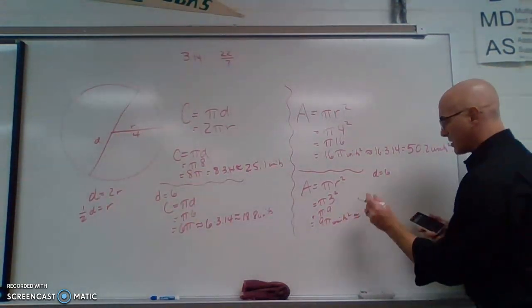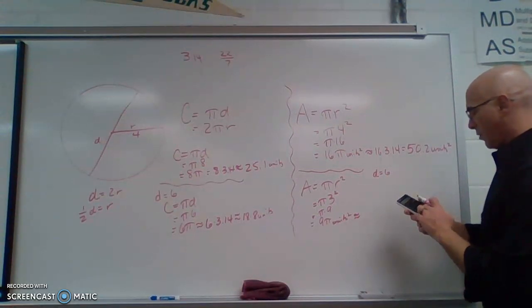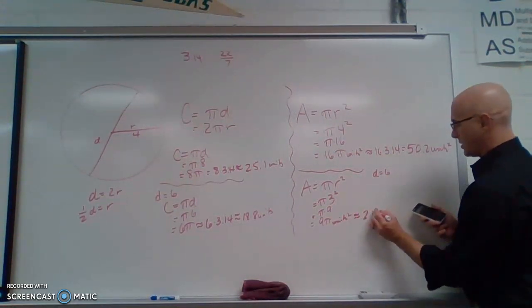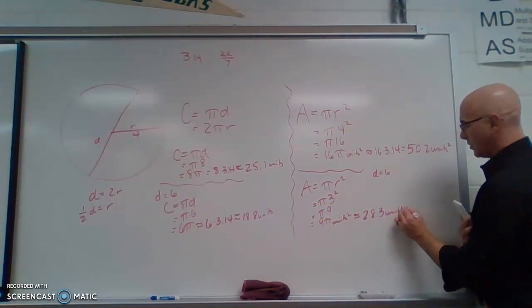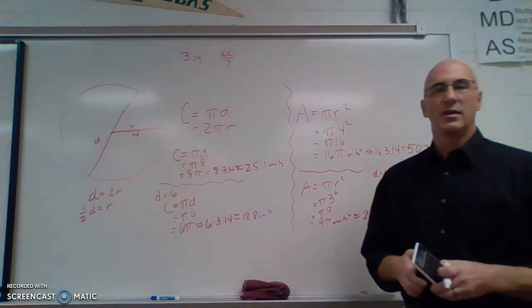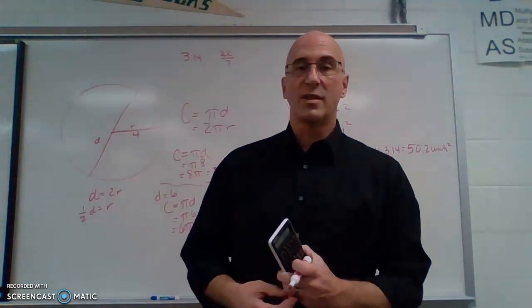And if we approximate it, 9 times 3.14, that's approximately equal to 28.3 square units. And that is how to find the area and circumference of circles.